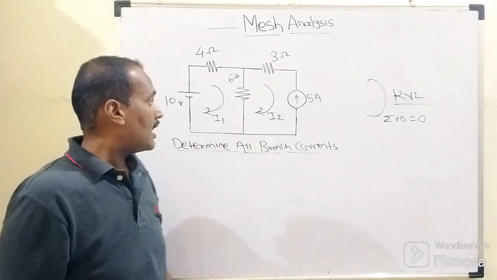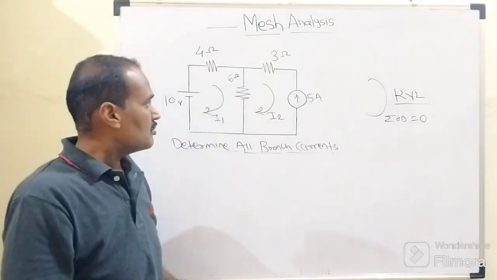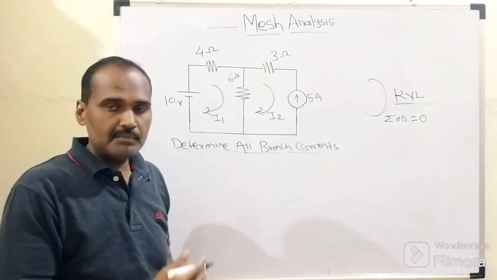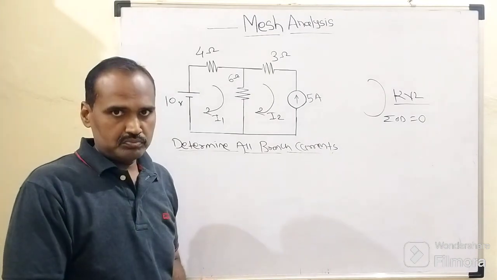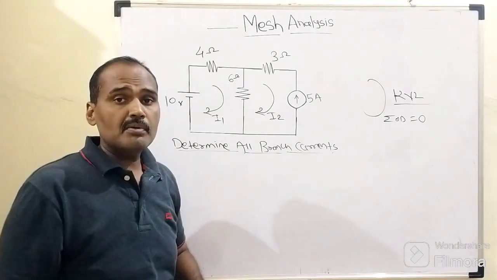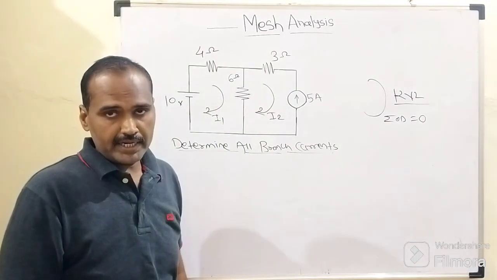Now, the last resistive arm is the 6 ohm resistor. The 6 ohm resistor is connected in a vertical arm, which means it is a part of mesh number 1 as well as mesh number 2. So this will be the third probable branch current flowing through this 6 ohm resistor.